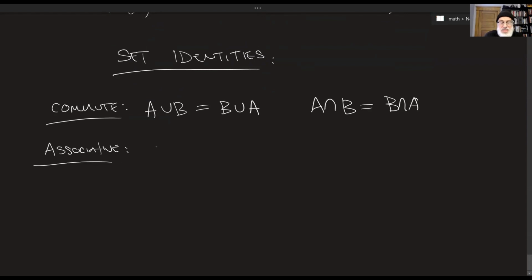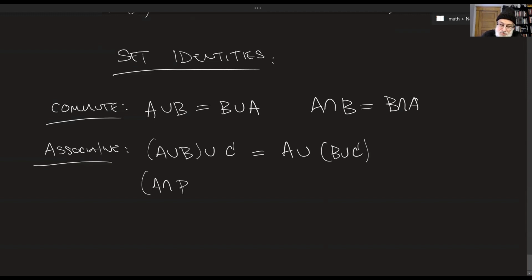I'm going to introduce a new set C here, but essentially A union B union C, I don't need that extra parenthesis. This will be exactly the same as A union B union C. Now, the same is true for intersection. This is equal to A intersect B intersect C.